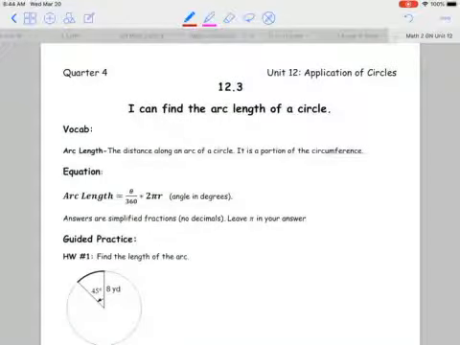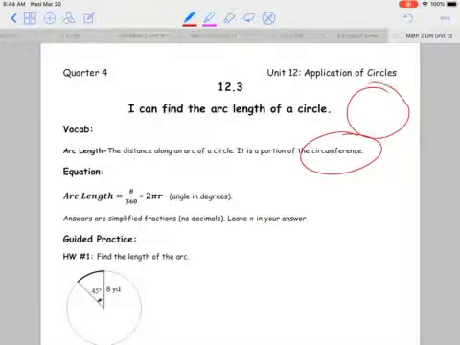Okay, arc length is 12.3, and it's just taking a portion of our circumference. So that means, here's a circle, and if our circumference maybe is 10, but you only take a fifth of it, then that arc part of it would be 2. And it'd still be measured in a length, like meters or inches, rather than having degrees or anything.